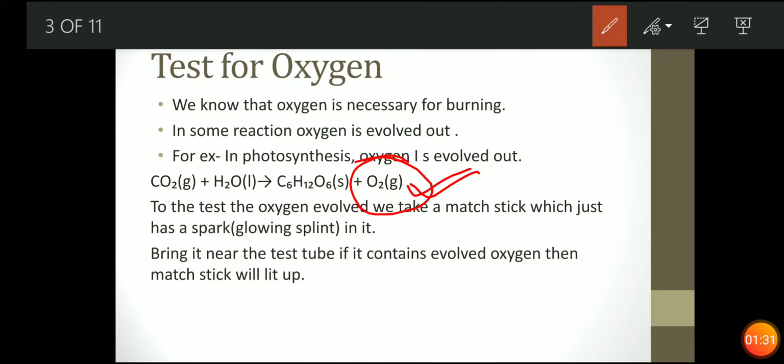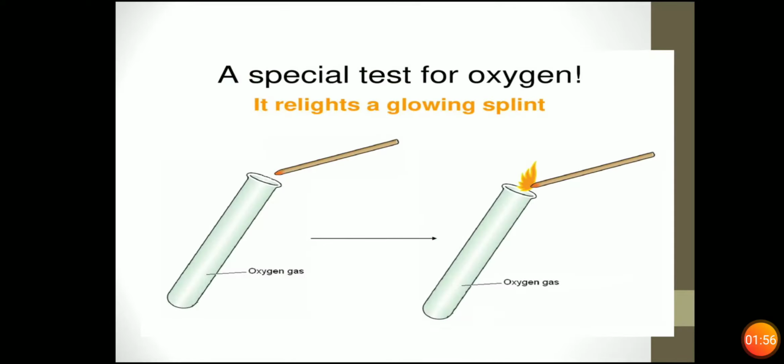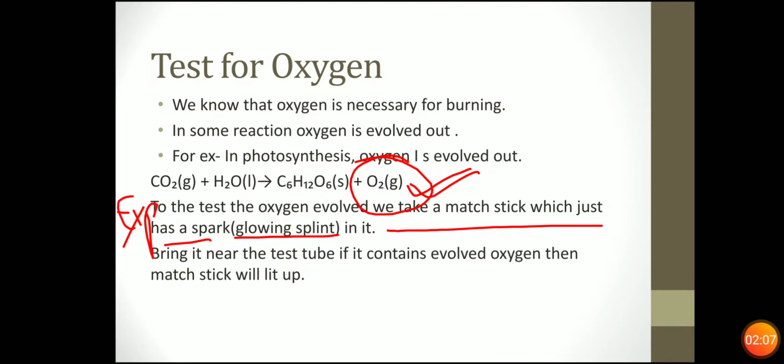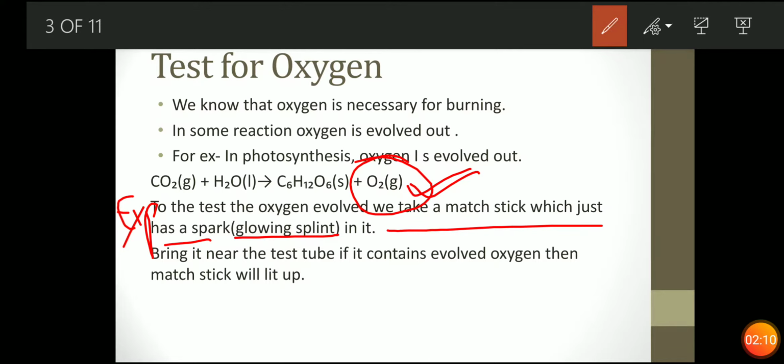Now our experiment: to test the oxygen evolved, we take a matchstick. You take a matchstick which just has a spark, meaning when you light a matchstick, just like when you light an incense stick, you see an orange colored spark. That is known as a glowing splint, like this one. In this you can see that an orange color is appearing at this point, so it is known as a glowing splint.